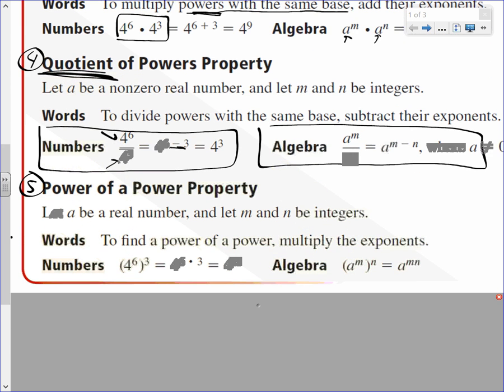Rule 5. Power of a power. Let A be a real number, let M and N be integers. For the rest of it, don't even worry about writing this down. Skip it. Don't worry about writing this part down.